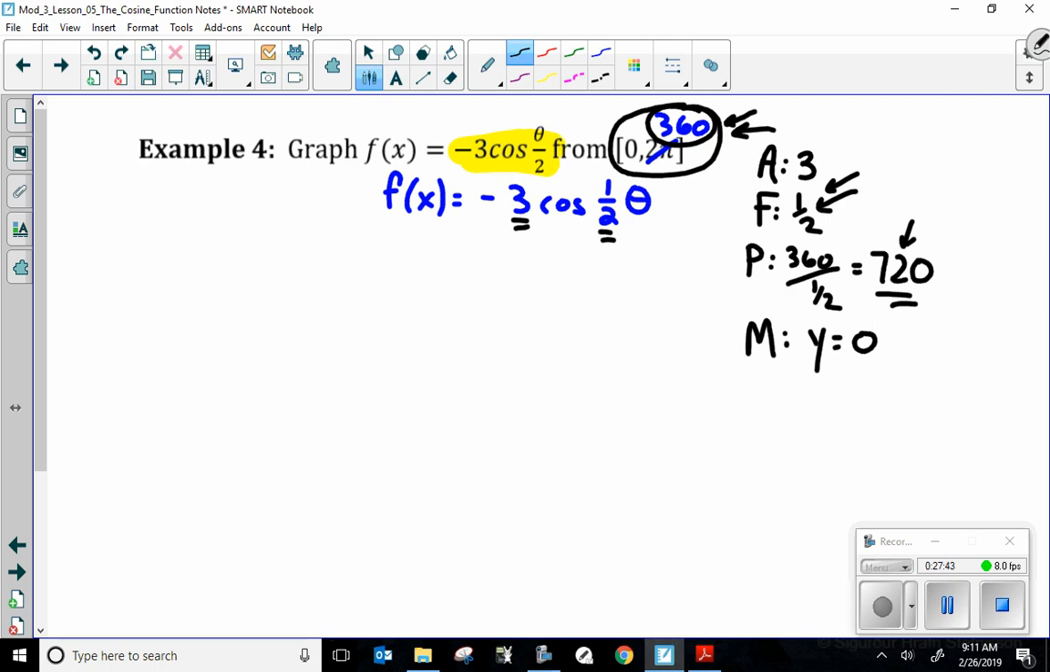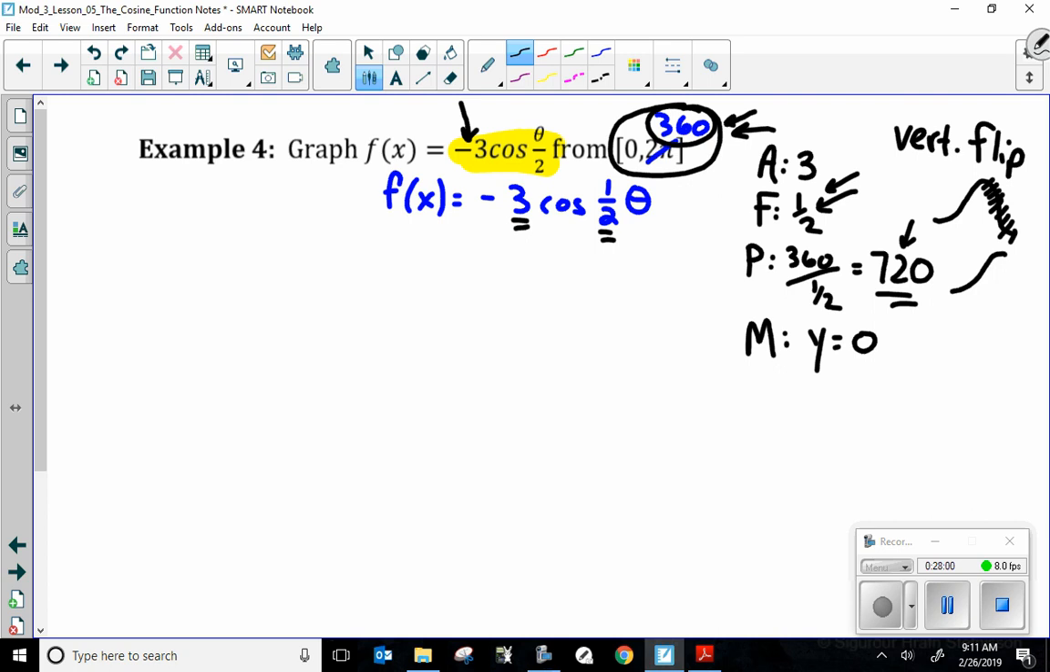Oh, but don't forget, negative sign out front. There is a vertical flip, which means not only will it look like this, but when everything's all said and done, I'm really only going to see half my cosine curve. It's really going to look like that when I'm all said and done.